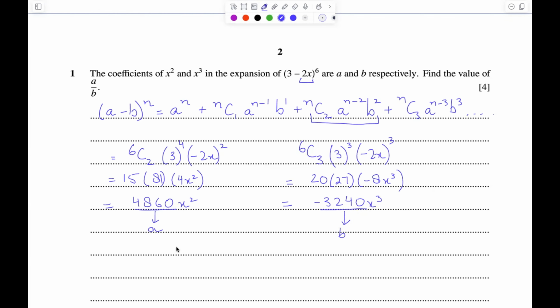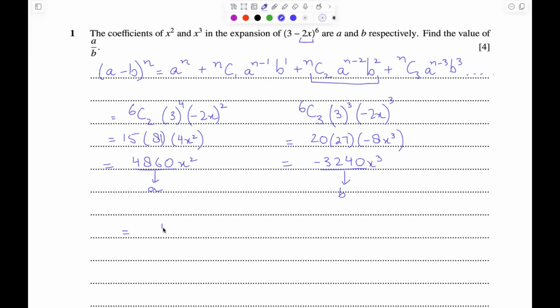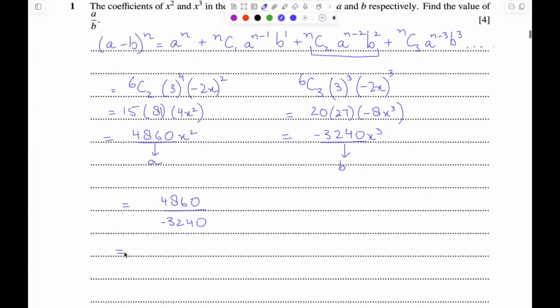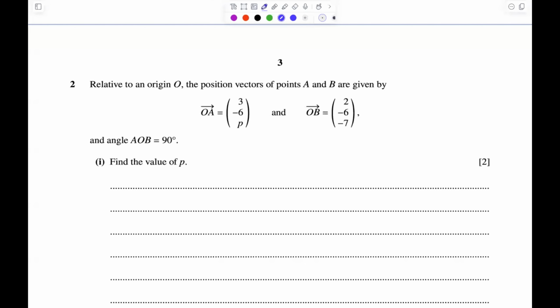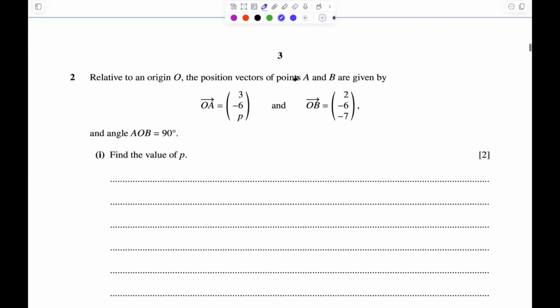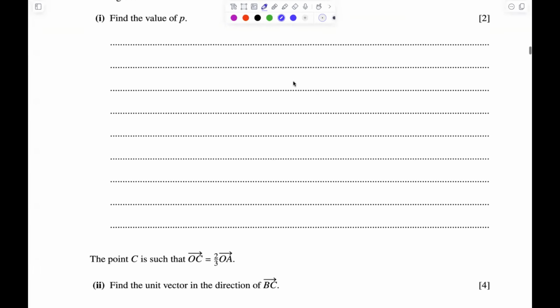To find the value of a upon b, we just divide 4860 divided by 3240, which is negative. Simplifying this, we'll get a upon b as minus 9 upon 8. We'll move on to question 3, as question 2, which is vectors, is not part of the syllabus anymore.